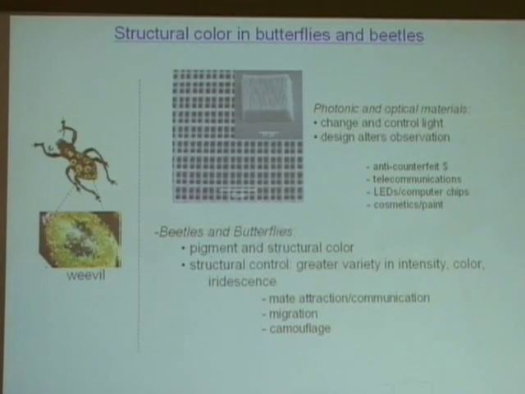So what do they use this for, the peacocks and the butterflies and beetles? Well, mate attraction. Next is communication. They think it's also part of migration. It tells them how to move and to see their kin as they're moving along to the south. And it's part of camouflage. And we're going to see a couple of those little guys that use it for camouflage.